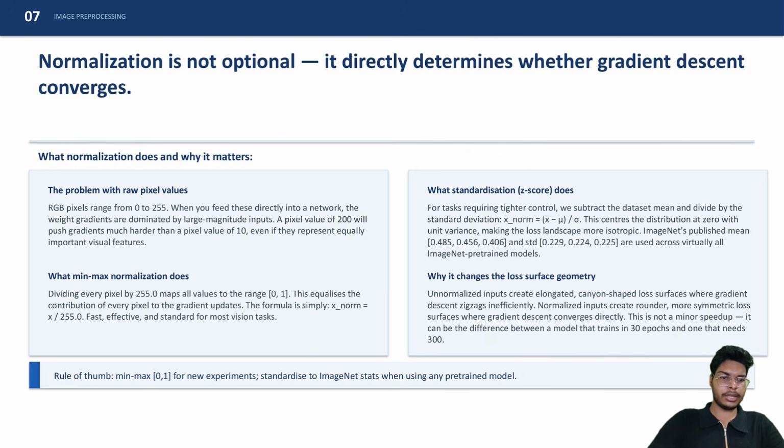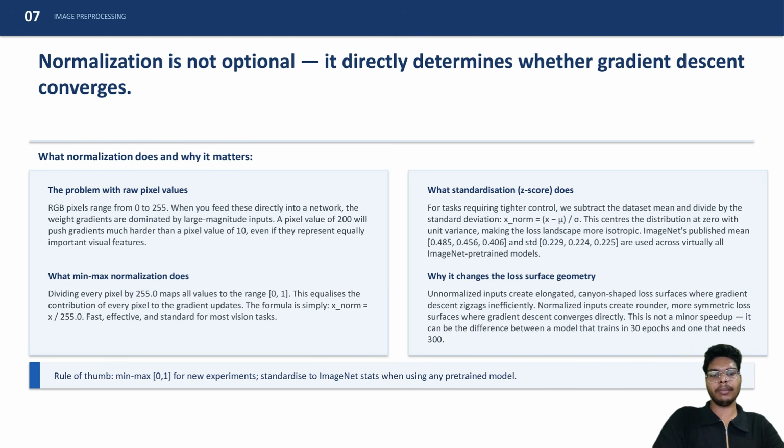Min-max normalization divides by 255 and maps everything to 0 to 1. One line of code. Standardization subtracts the mean and divides by the standard deviation. If we are using any pre-trained model like ImageNet, we use ImageNet's published stats. That means mean 0.485, 0.456, 0.406 and STD 0.229, 0.224 and 0.225.